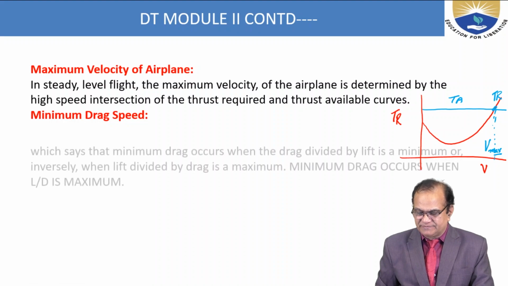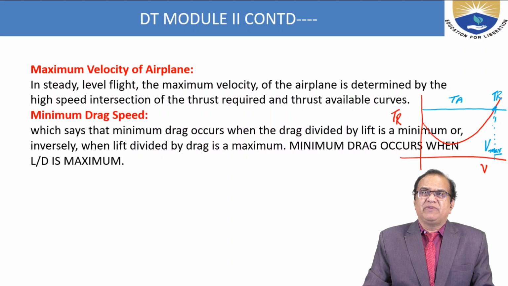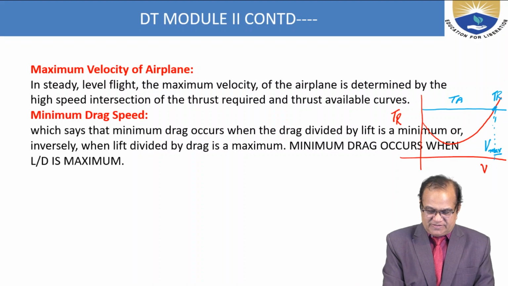Minimum drag speed. The minimum drag occurs when the drag divided by lift is a minimum, or D by L is a minimum, or inversely when the lift divided by drag is a maximum. So minimum drag occurs when L by D is maximum.